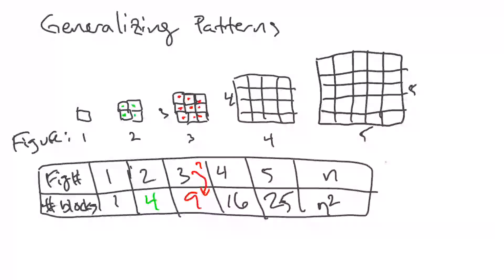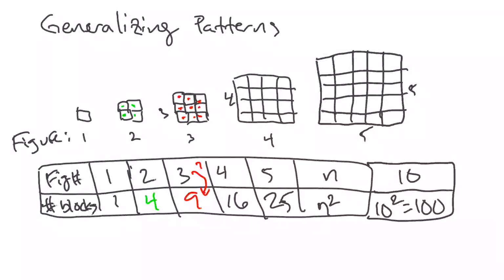And so if you wanted to figure out what, like, let's say maybe the 10th figure would be, well, just multiply 10 squared and you get 100. So it'd be 100 blocks for the 10th figure.